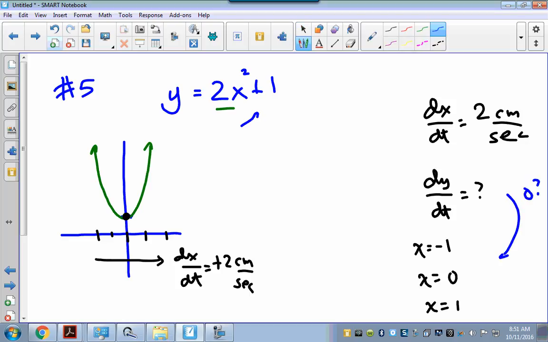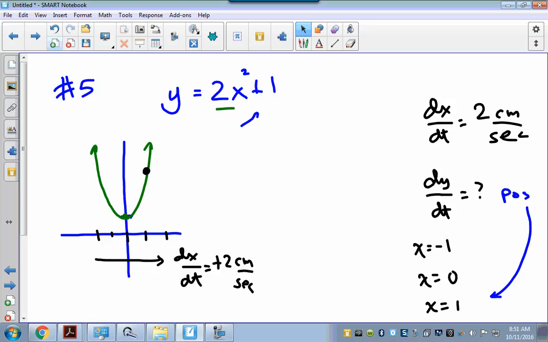And as we go over where x is 1, it's pretty obvious the point is rising. So we would suspect that dy dt would be positive when x is equal to 1. Okay, so that's sort of our intuition. Let's go ahead and get the answers.